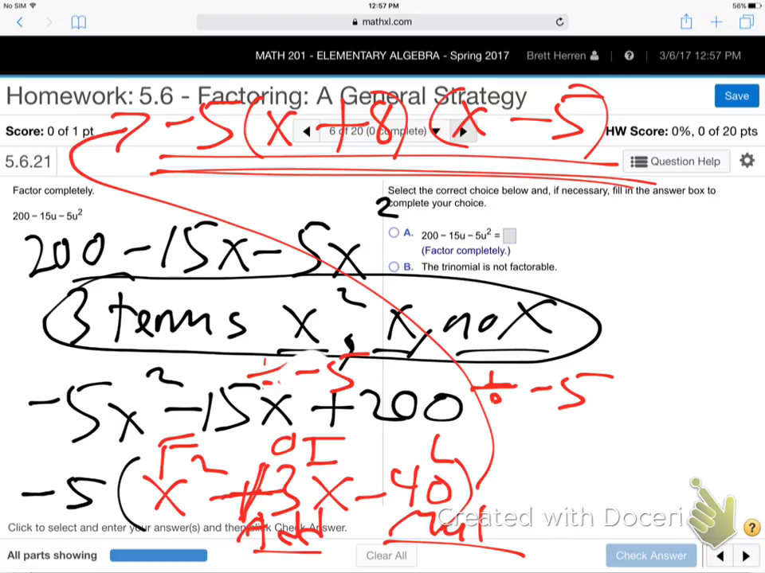So again, really important for the test on Wednesday, day after tomorrow. Reorder, three terms are supposed to be reordered, x squared, x, no x, then you take out the minus 5 in common. And then what multiplies to be 40 and adds to 3? 8 and 5. Sign in the middle goes to the bigger, the 8.